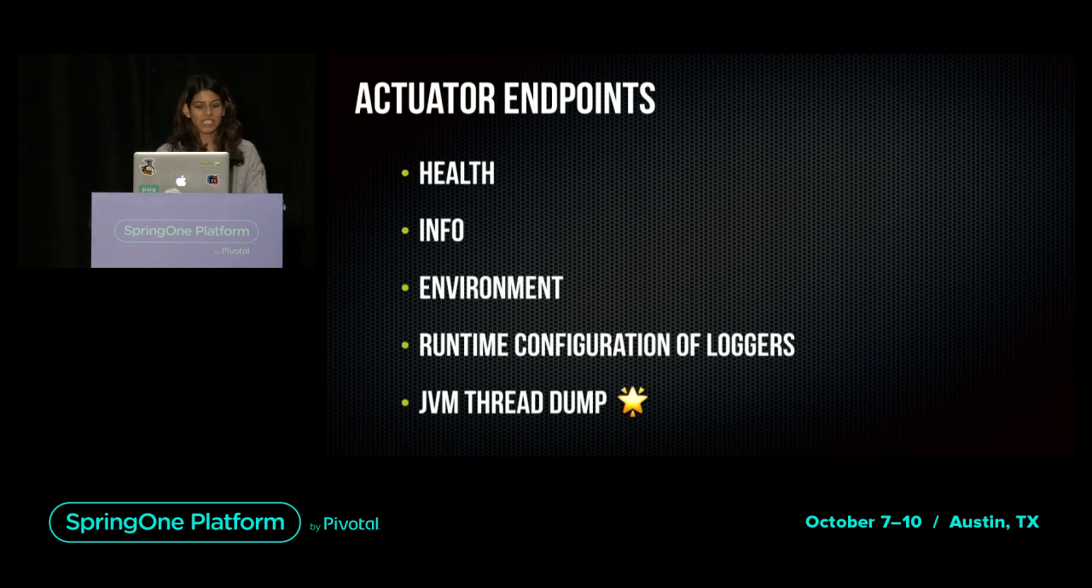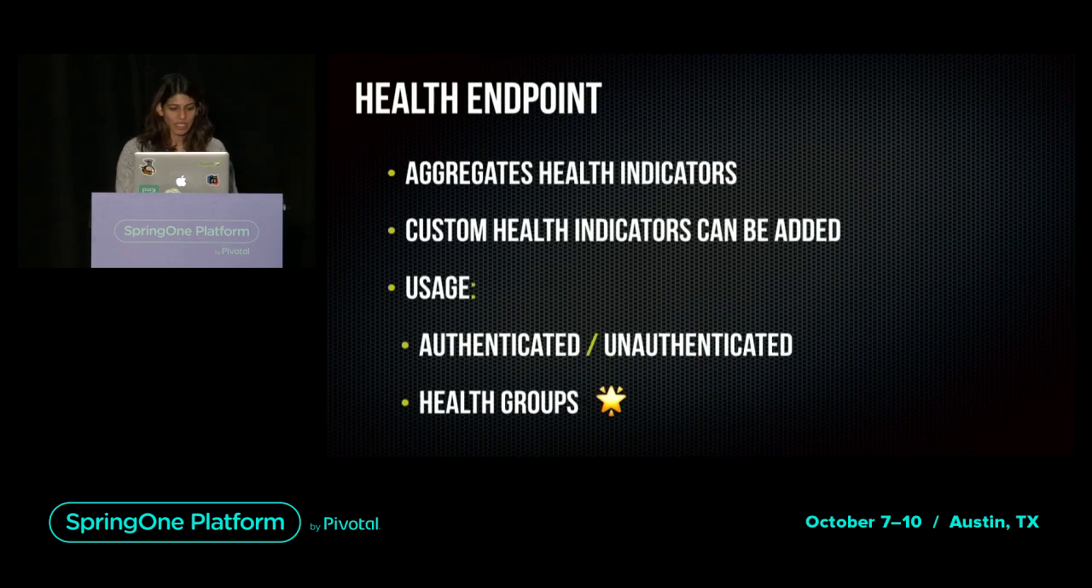Runtime configuration of loggers. I really like this one because it's one of the actuators which let you change the configuration of your application at runtime. So there is the loggers endpoint, and let's say you're trying to debug why a certain component isn't behaving the way you think it is supposed to behave. You can change the logger level for that logger at runtime without having to restart the application using the loggers endpoint. And the JVM thread dump, I guess that's kind of a specific one, but I just wanted to mention it because it has some new features in Spring Boot 2.2, which I'll get to.